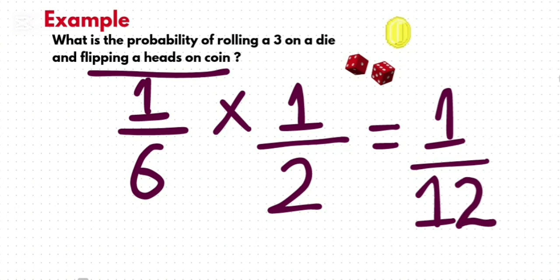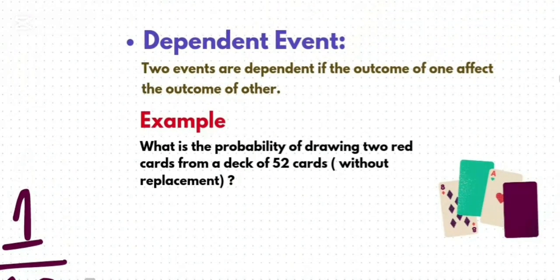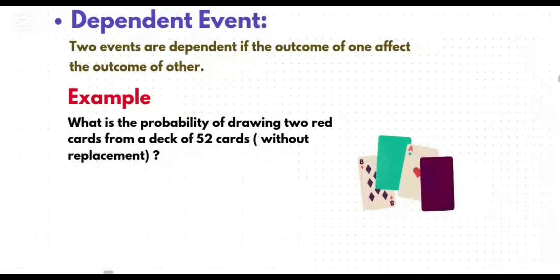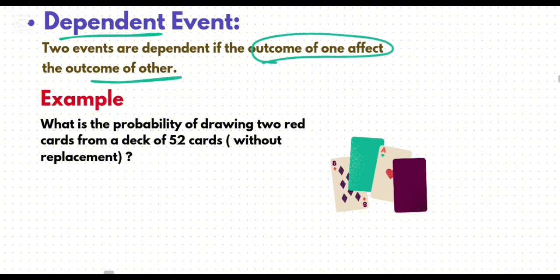So now we will move to the next question. Now we are talking about dependent events. So what are dependent events? Two events are dependent if the outcome of one affects the outcome of the other. For example, if you draw two cards from a deck without replacement, the probability changes for the second card because the first card is already removed.